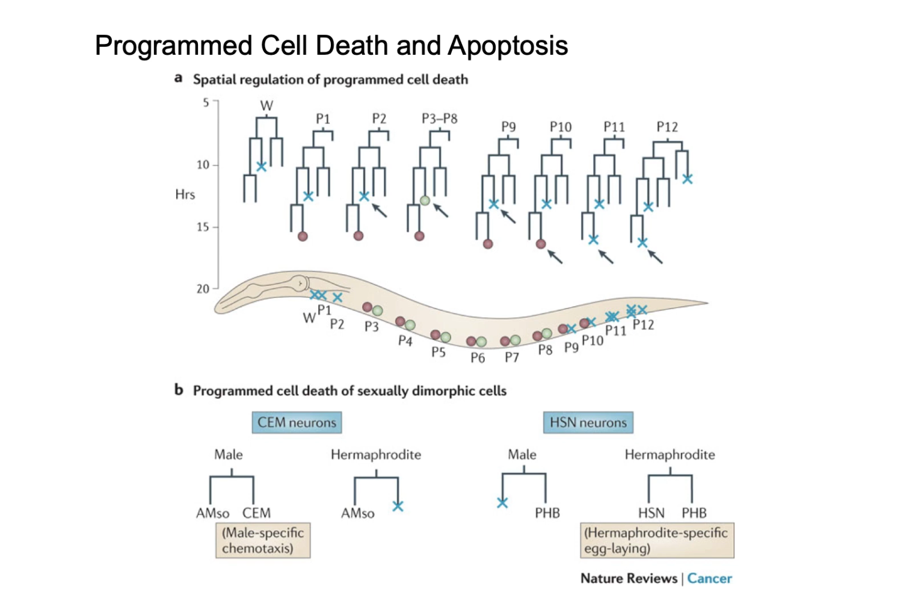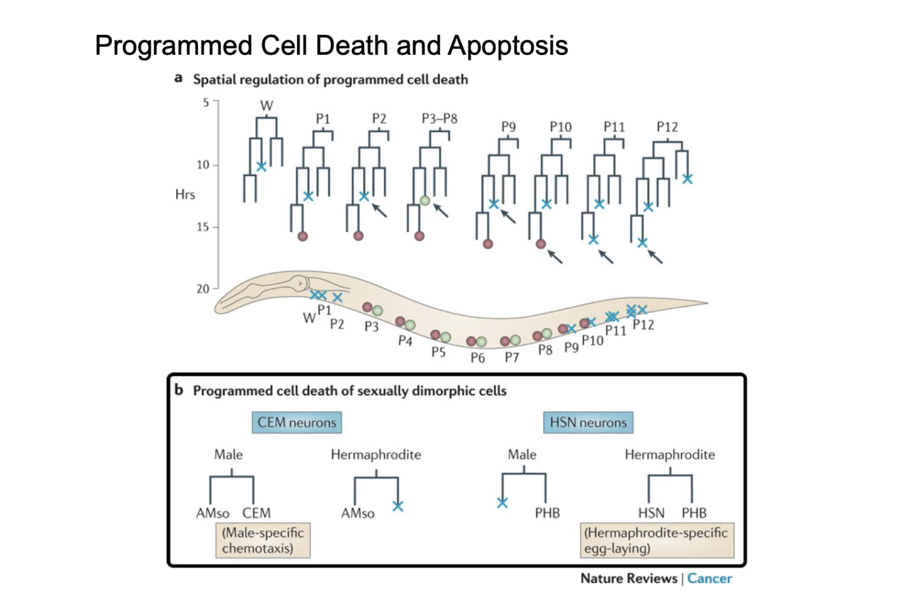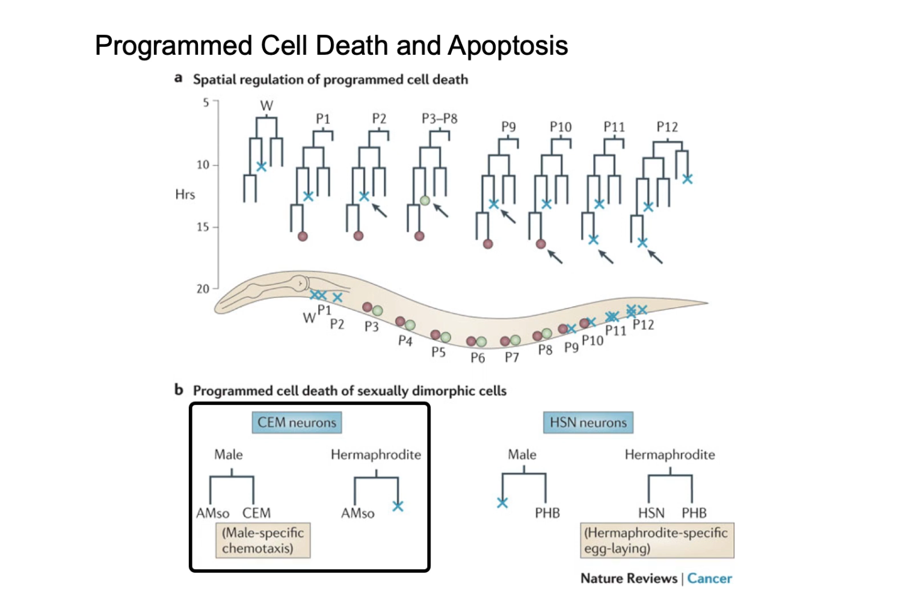Another one here is a programmed cell death of certain neurons that have specific functions in the male versus the female, or the hermaphrodite. So in this case over here, it's a CEM, or a male-specific chemotaxis neuron.